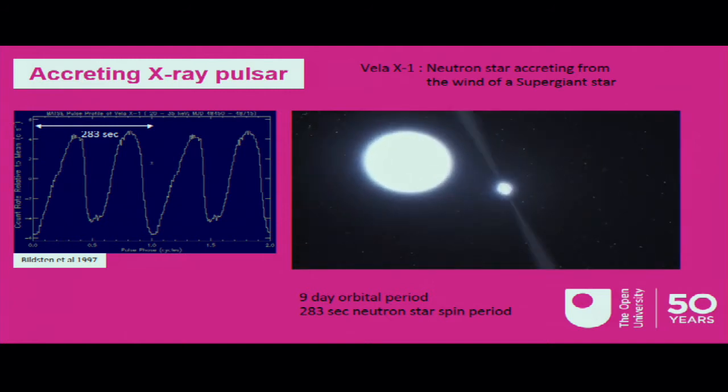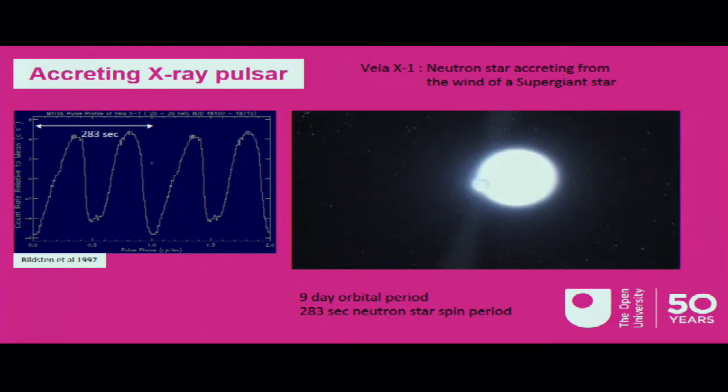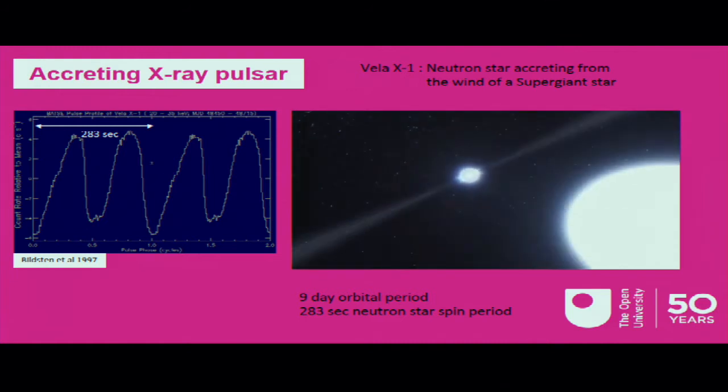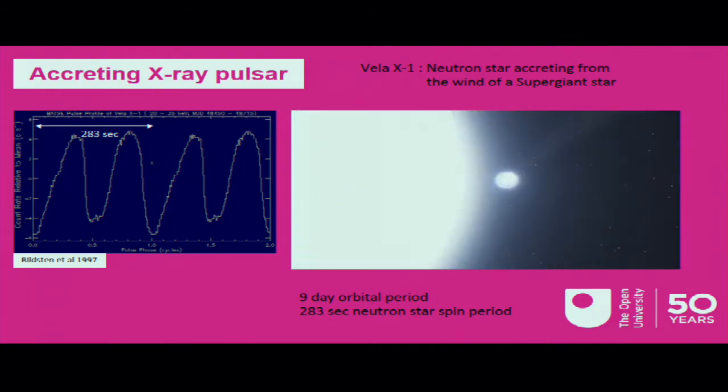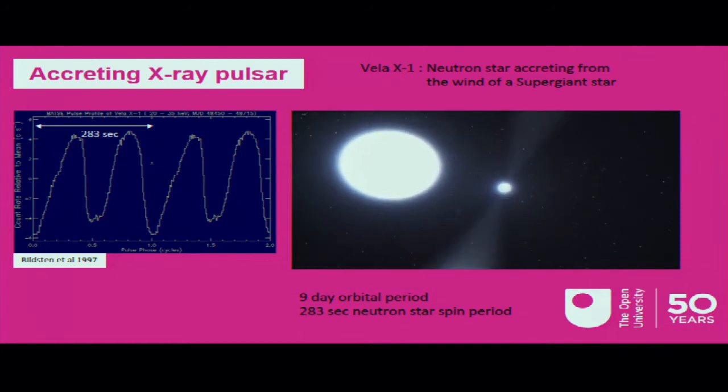So as shown on the left there, this is now a plot of the X-ray emission over the course of the spin of the neutron star, and every 283 seconds we get a double burst of X-rays as first one beam and then the other beam sweeps across our line of sight. So we can understand this system again using the Doppler effect or versions of it. If you look at those bursts of X-rays coming from the neutron star, as the neutron star is coming towards us in its 9-day orbit, those bursts of X-rays appear to arrive at a slightly quicker rate.